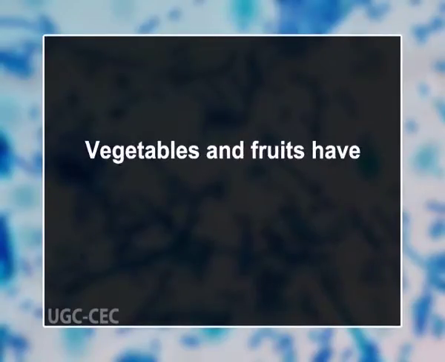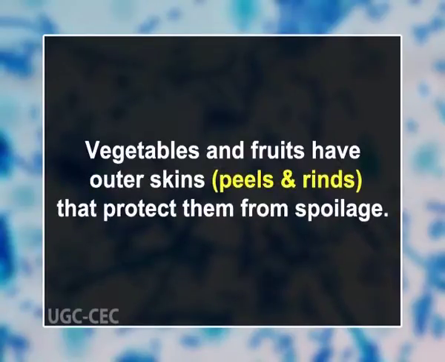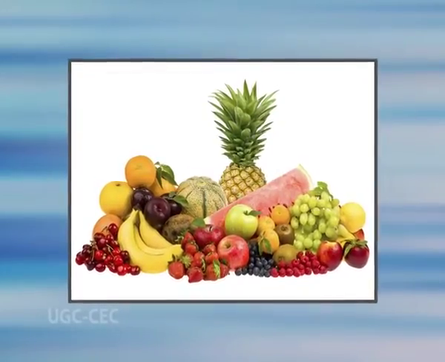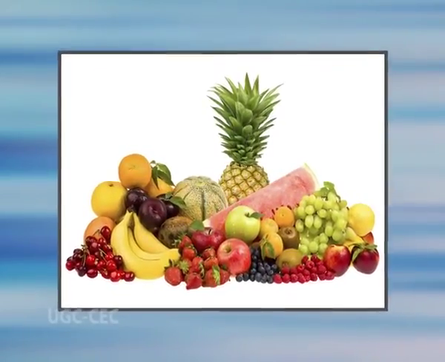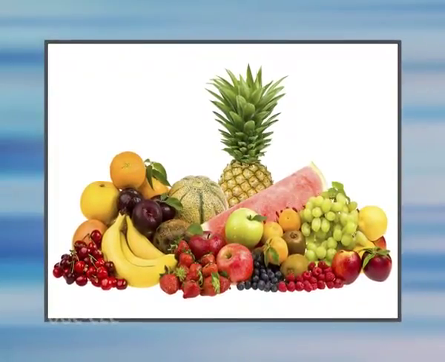Vegetables and fruits have outer skin, that is, peels and rinds that protect them from spoilage. Often, spoilage microorganisms have specialized enzymes that help them weaken and penetrate protective peels and rinds, especially after the fruits and vegetables have been bruised.